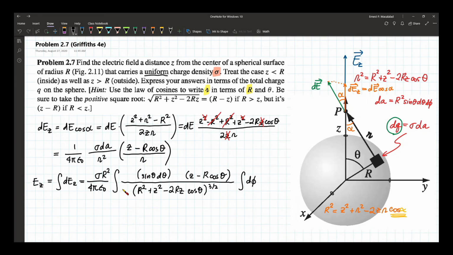Now, the limits of integration for phi, because we are going to look at the whole sphere, would be from 0 to 2 pi. So this is the easiest part of this integration. This is just equal to 2 pi. But the hard part is this part. So this is 0 to pi. Okay, so let me rearrange this to have a better view.